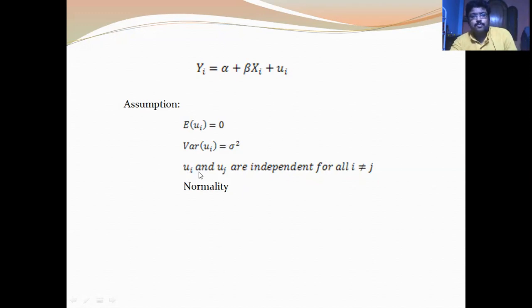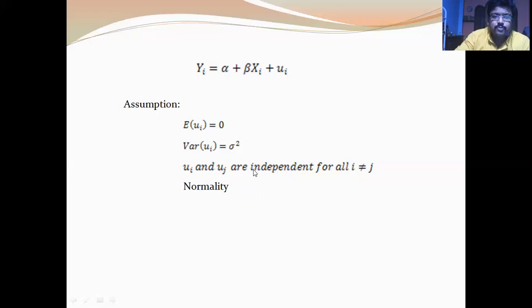And ui and uj are independent for all i and j. It means the error in period 1 and the error in period 2 are independent. The error in period 1 does not have any relation with the error in period 2. That is, if you have some disturbance in 2000, the error in 2000 and the error in 2001 do not have any relation. And another assumption is normality. Normality means the errors or disturbances are normally distributed, that is, with zero mean and constant variance.